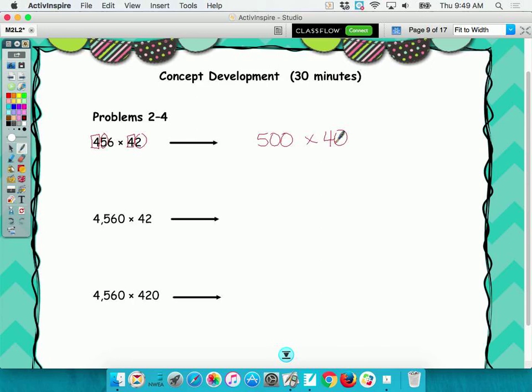Now, what am I going to actually do underneath here? 5 times 4 times 1,000. Why do you say 1,000? Because I added up all the zeros. You counted the zeros, didn't you?